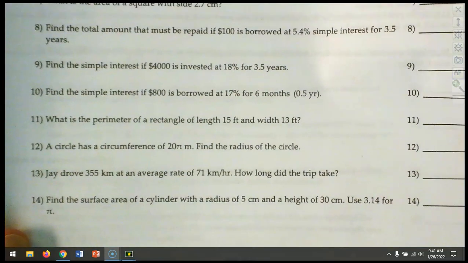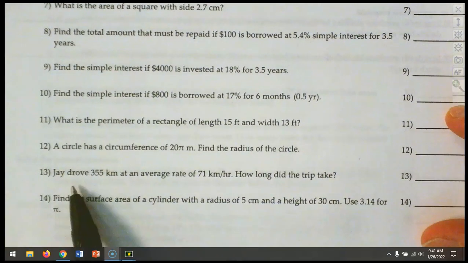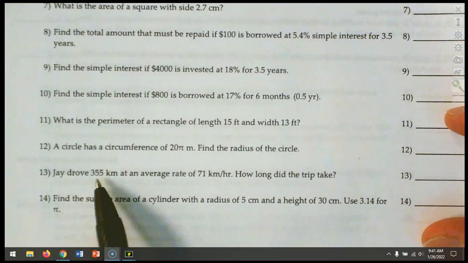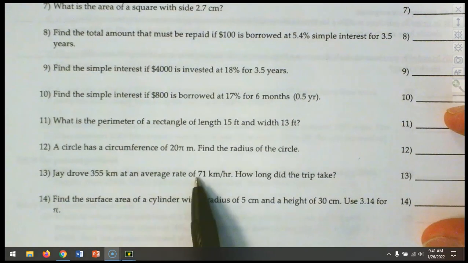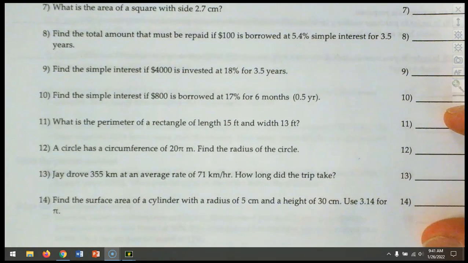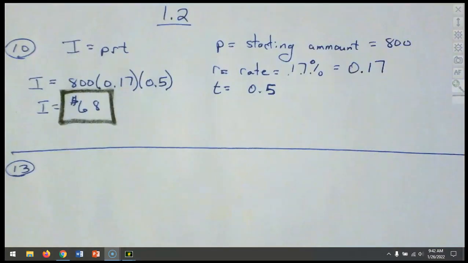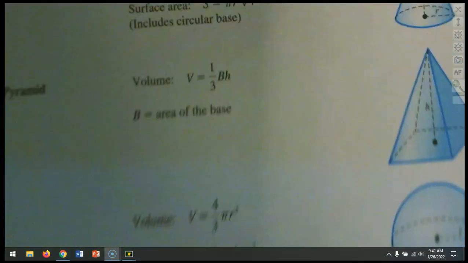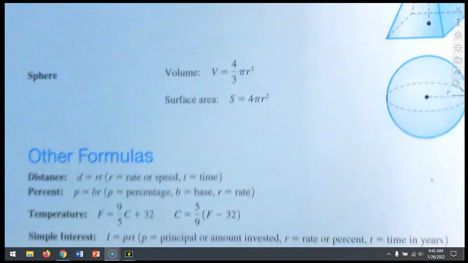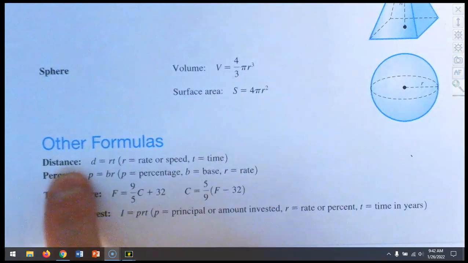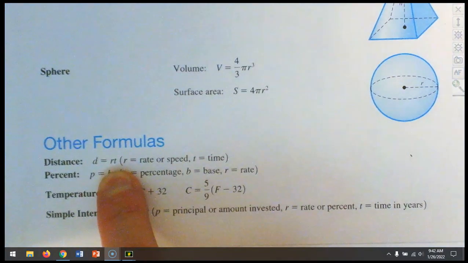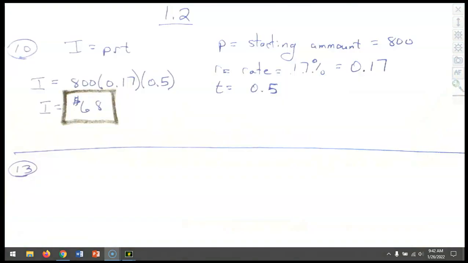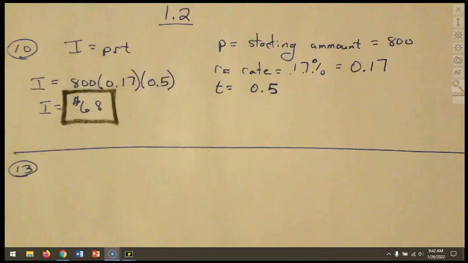And this is a distance question. So for question 13, Jay drove 355 kilometers at an average rate of 71 kilometers per hour. How long did his trip take? So we want our formula for the back cover, just so I can reinforce where it's at. It's at the bottom here under other formulas, and we're going to use the distance formula. D equals RT. So distance equals rate times time.